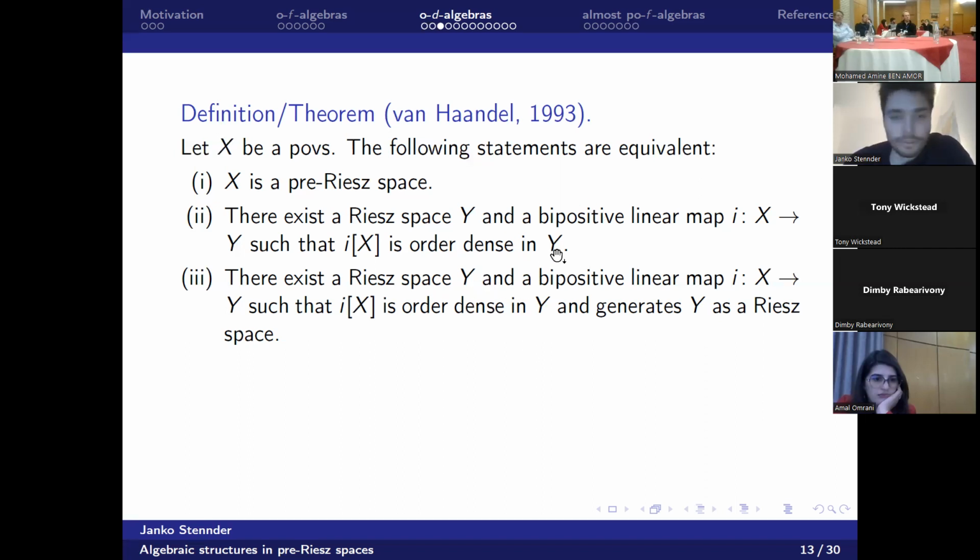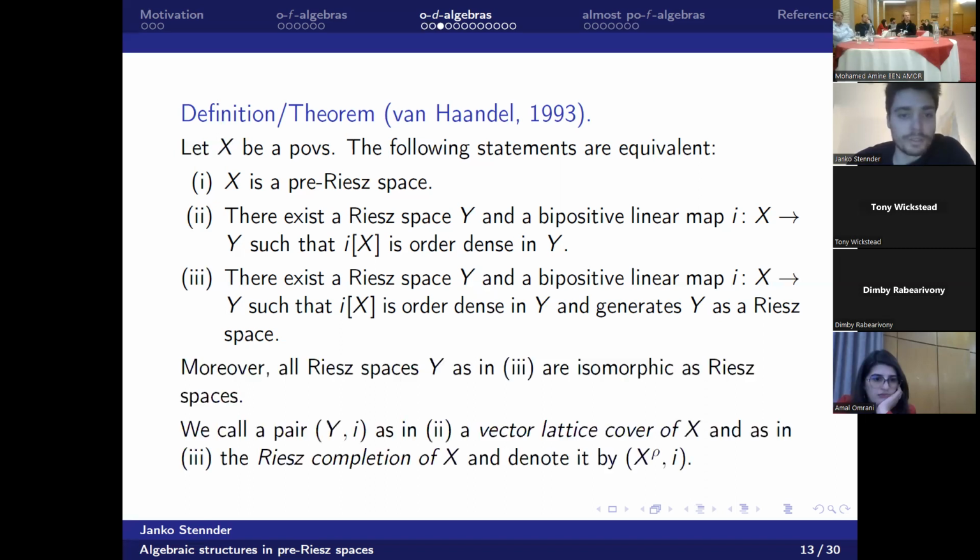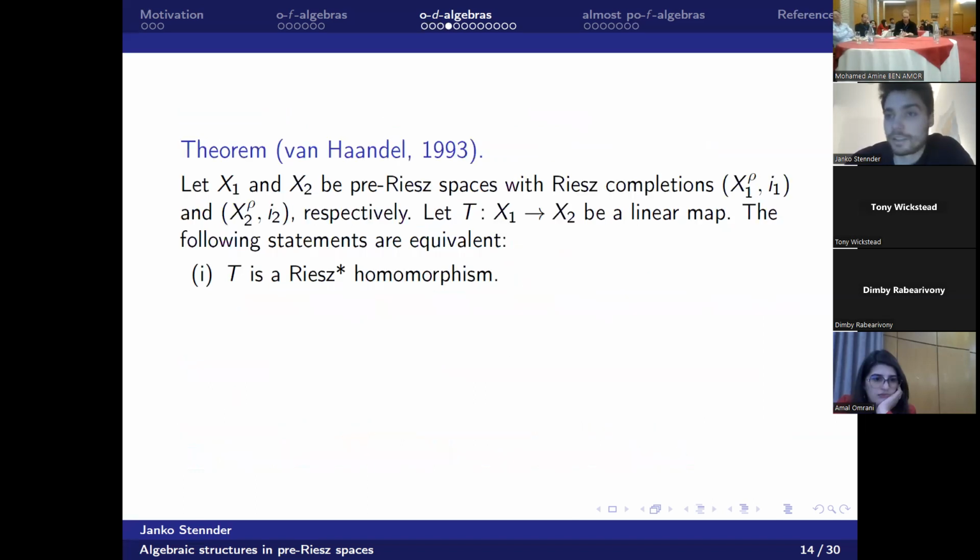You already heard this twice, so I don't want to talk too much about it. Just note that the Riesz spaces, as in 3, are all isomorphic. And the ones from 2 we call vector lattice cover of X, and the ones from 3 we call the Riesz completion of X. And we denote this Riesz completion by X rho in general. So again, the nice thing about pre-Riesz spaces is that they can be embedded in a vector lattice in a very good way.